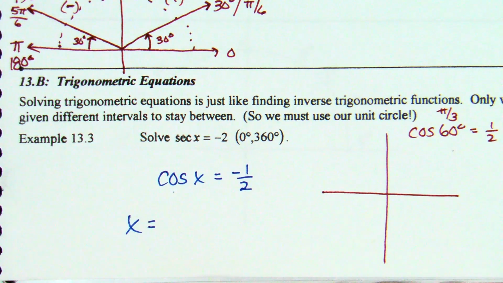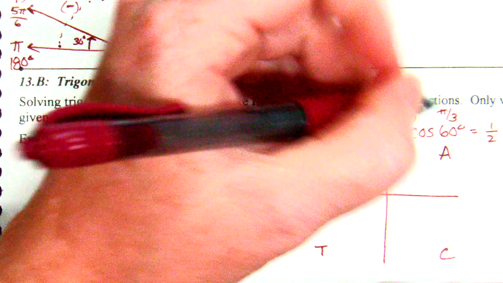Now, what quadrants do I need to consider here? Dale says the left two. Why is he only considering the left two? Yeah. All students take calculus. We need to look for quadrants where cosine is negative. In quadrant 1, everybody's positive. In quadrant 4, cosine's positive. So that means we're looking in quadrants 2 and 3.